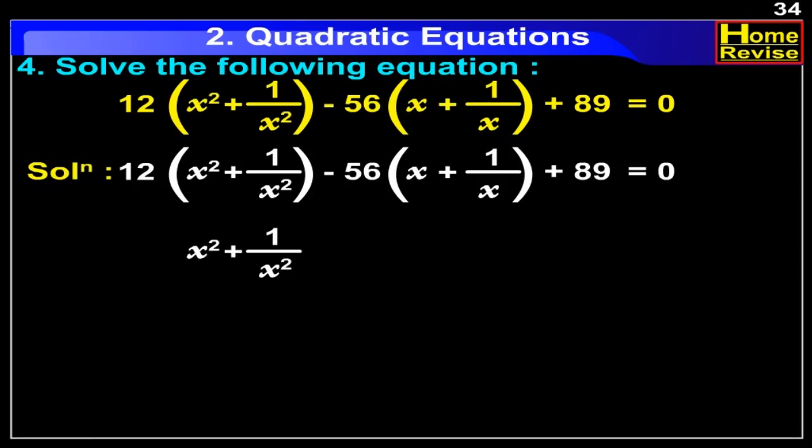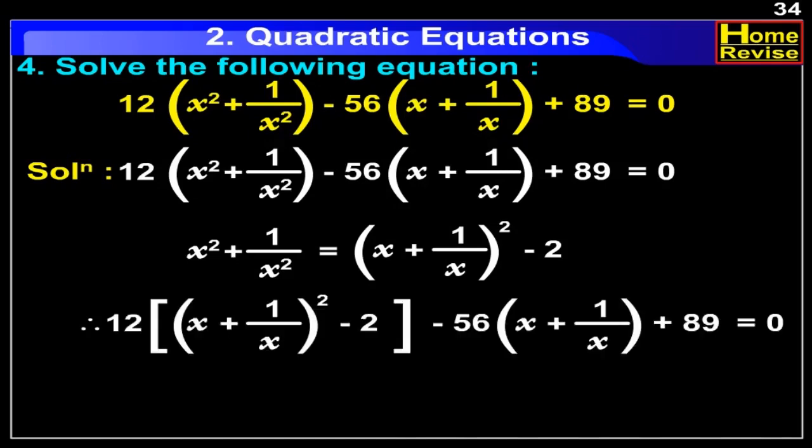We know that x² + 1/x² is equal to (x + 1/x)² − 2. Therefore, putting this value, we get 12[(x + 1/x)² − 2] − 56(x + 1/x) + 89 = 0.